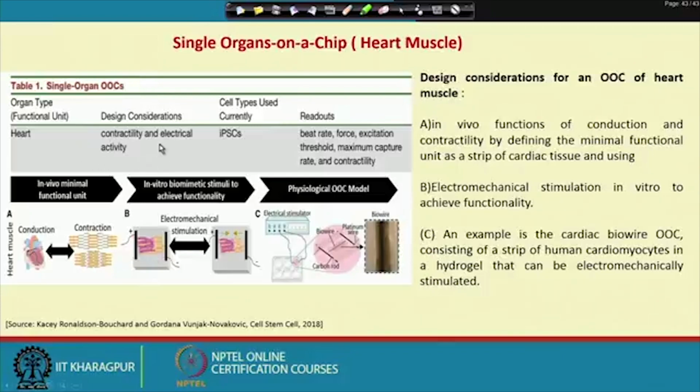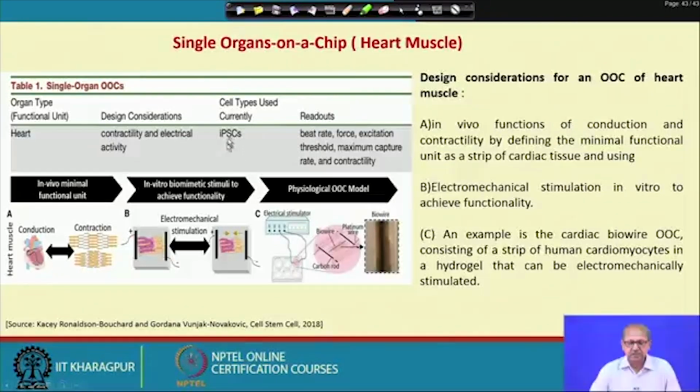So, what are the design considerations for that heart muscle? Contractility and electrical activity, and what cell type should be used? Here induced pluripotent stem cell derived cardiomyocytes are used, and what are the readouts? Beat rate, force, excitation threshold, maximum capture rate and contractility.